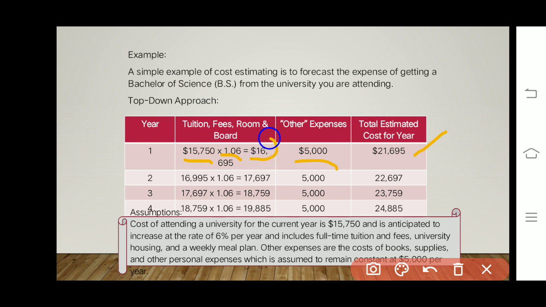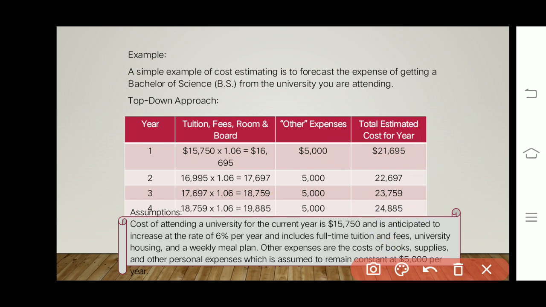Ganun din naman sa second year. Yung past data natin, halimbawa, i-increase ulit siya ng 1.06. So, therefore, ito yung tuition fee. Pag second year, ito na yung gastos mo. Sa kabuuan, ganun.